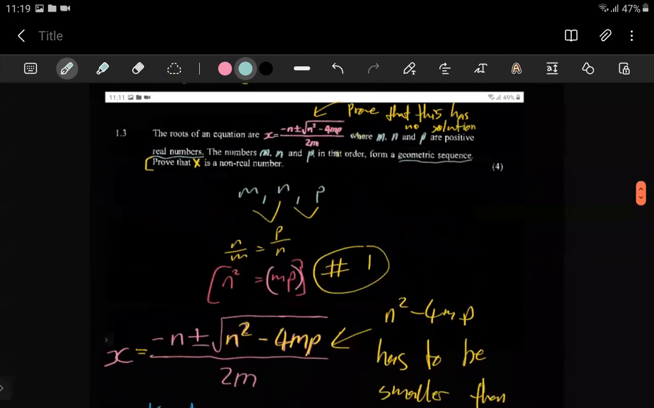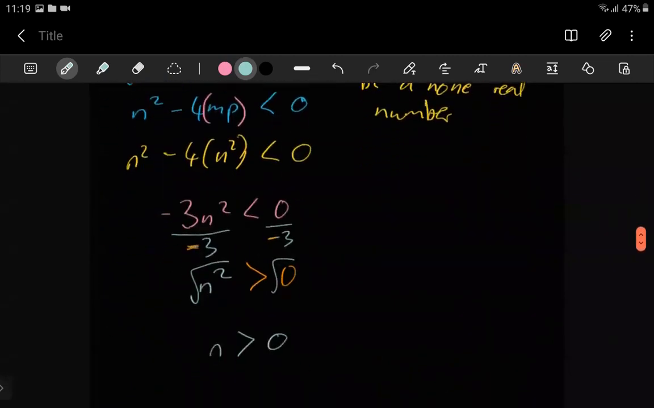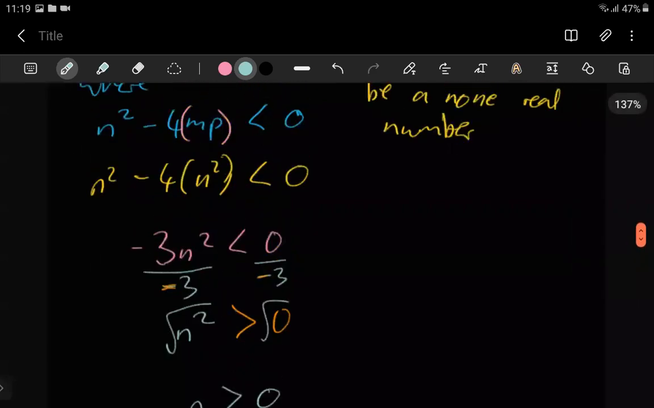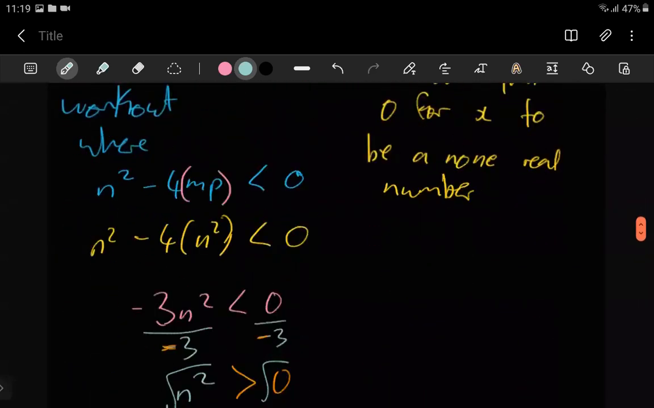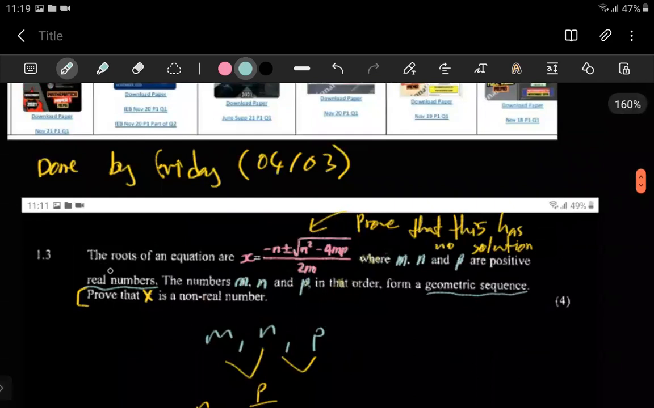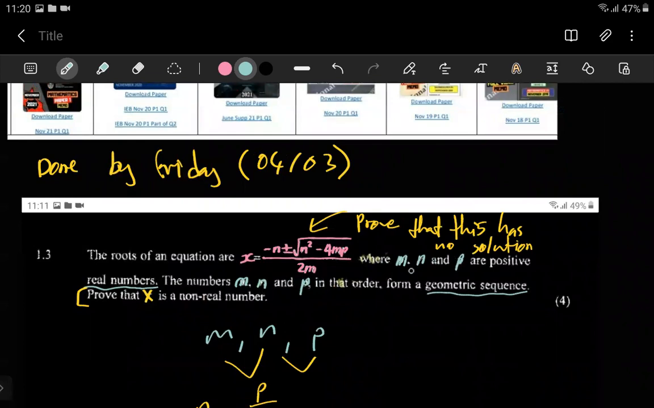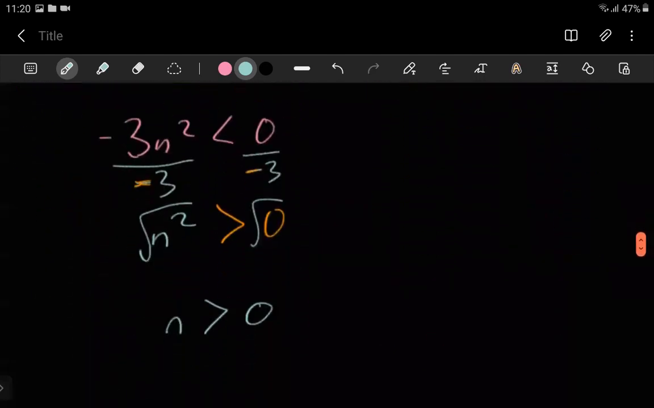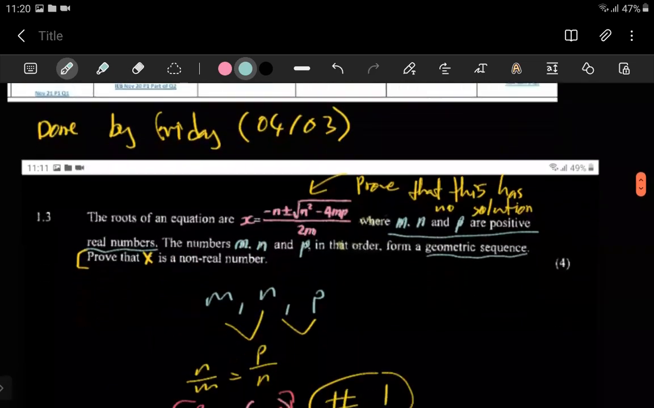But let's see now. For 4 marks, I don't think this is very conclusive. It doesn't look concrete enough to say that we've answered the question. But let's see, the roots of this equation are this. And then they told us where m, n, and p are positive. Yeah, and this is saying n is bigger than 0. Okay, fine. Where all those are positive real numbers.